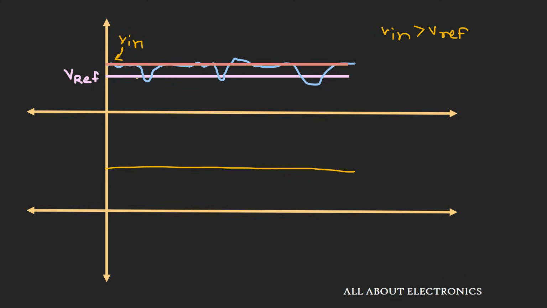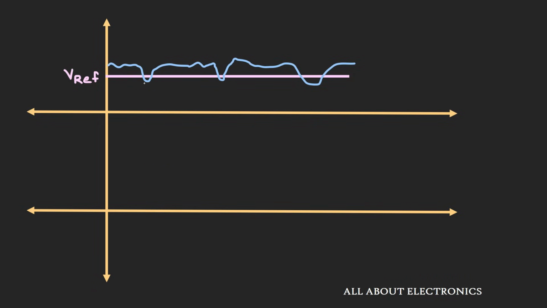So if this signal is applied to this comparator, in that case your output will get affected. If you observe over here, for this particular time duration, your input signal goes below this reference voltage. So for this particular time window, your output signal will look like this. That means your output will be equal to low voltage.